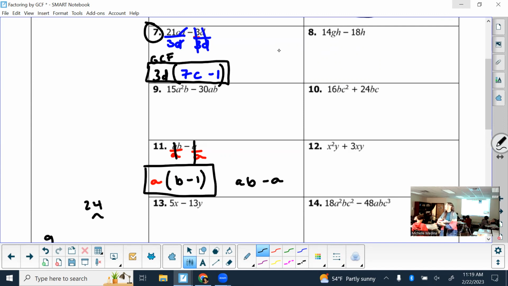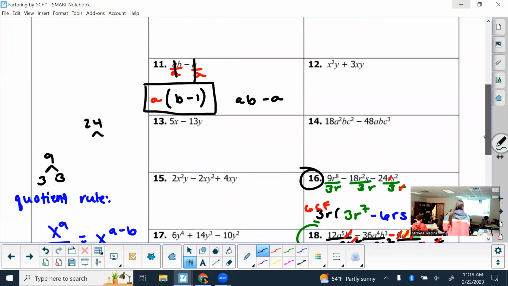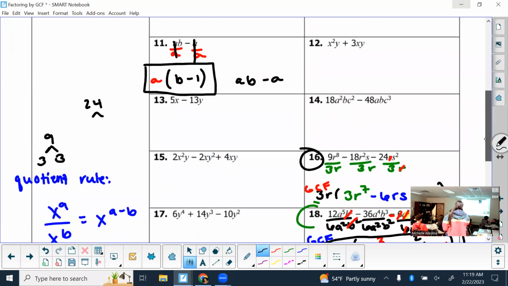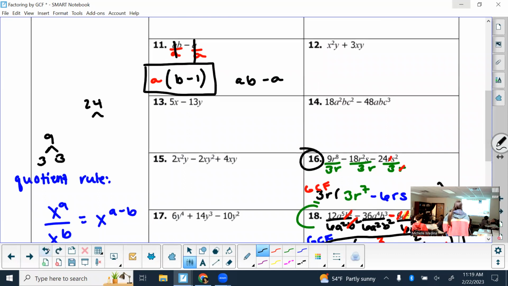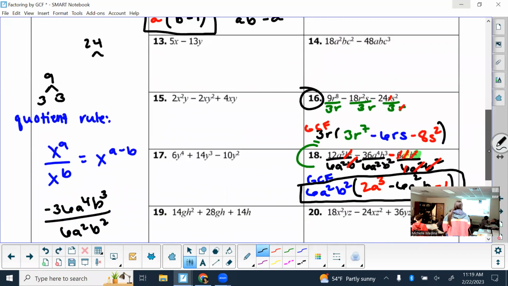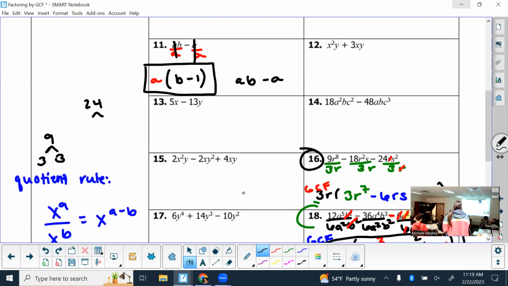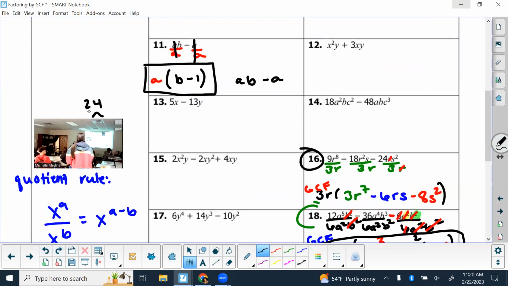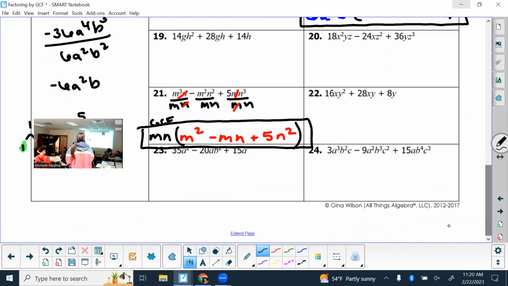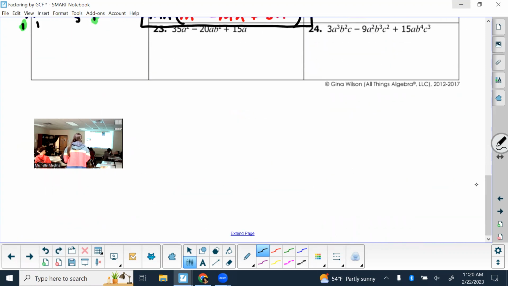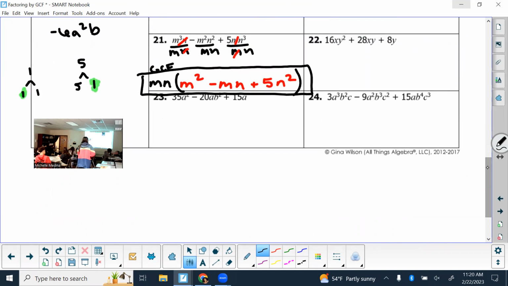All right, let's pick a longer one with different types of exponents. Do you guys have a preference on any of these down here? Number 24. Okay. So this one, number 24, is the one we're looking at.